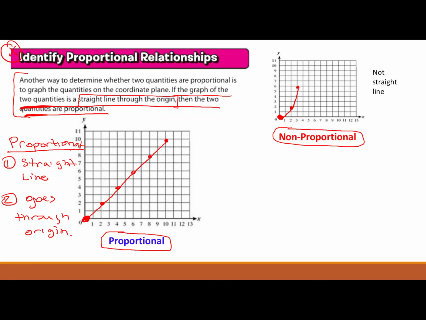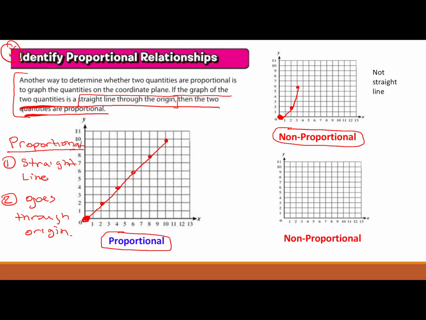Alright, let's look at one more example of a non-proportional relationship. Remember that proportional relationships must pass through the origin. So what if our graph passed through this point here and was a straight line? Alright, so as you can see, even though our third line is a straight line, because it does not pass through the origin, this relationship is considered non-proportional.